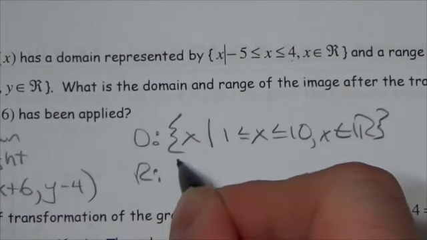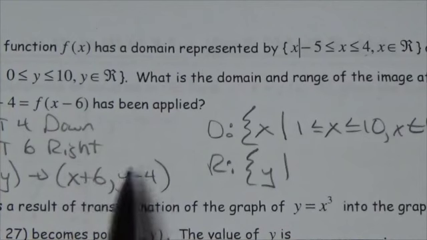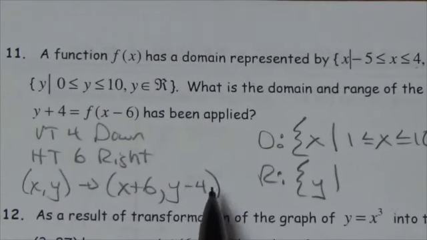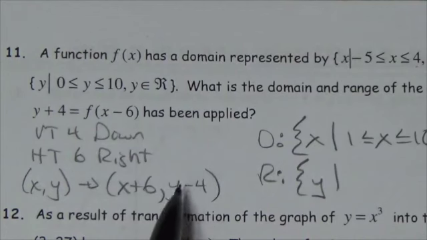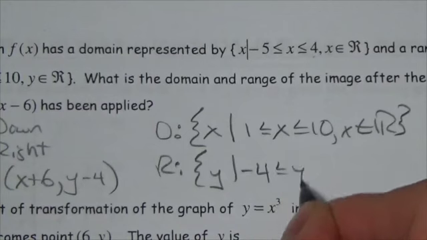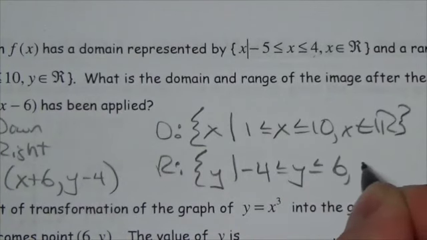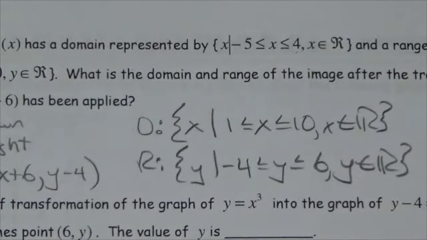My range will not be affected by that horizontal translation, but it will be affected by the vertical translation. So I'm going to take the endpoints of my range and apply this translation to it. I'm going to move those 4 down. So 0 minus 4 is negative 4. 10 minus 4 is 6. And that's really all you got to do.